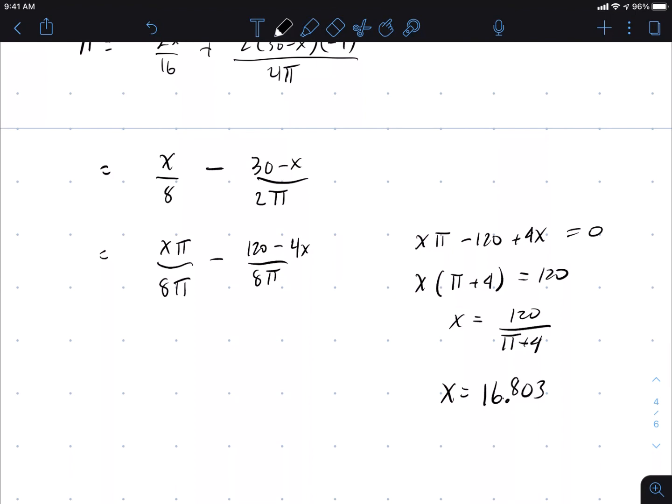So, again, 16.803 is how much wire I should use for the square to minimize the area. So if I use a little bit more than half the wire, that will give me the minimum area possible. Does that make sense?